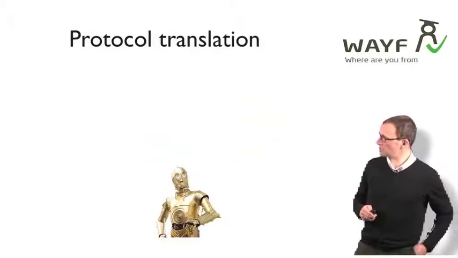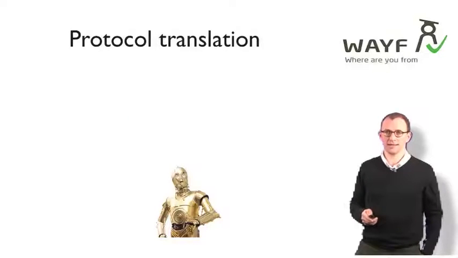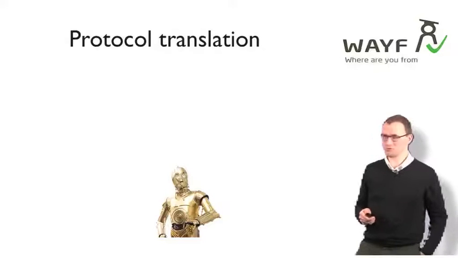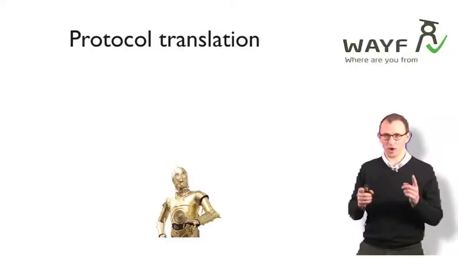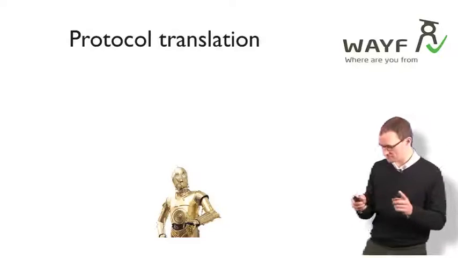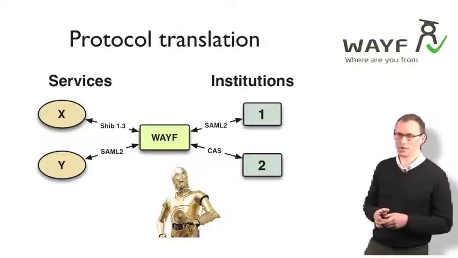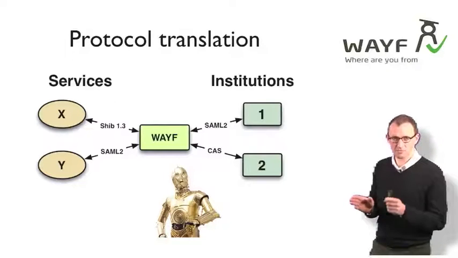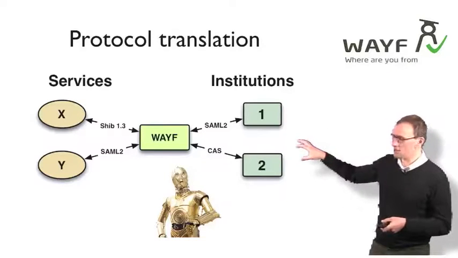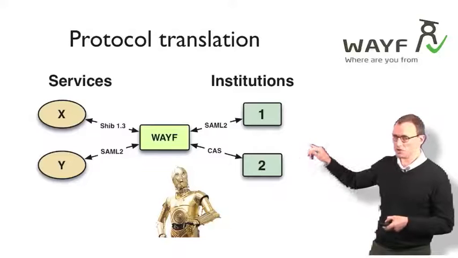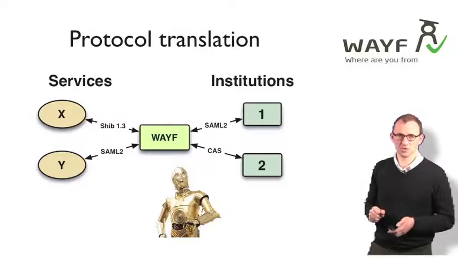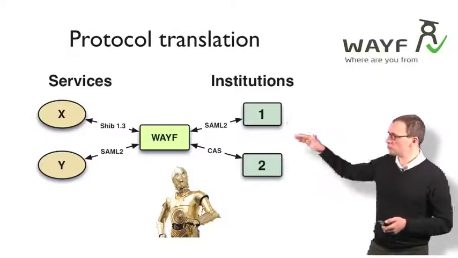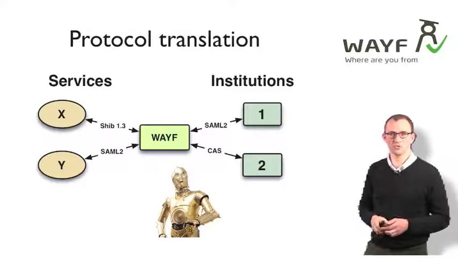You know, C-3PO from Star Wars, he was able to directly translate 1 million languages. That's a fantastic number. And we can actually do the same, not with 1 million languages, but we can do real-time protocol translation at the hub in the middle here. So services and institutions don't have to care about which protocols are actually being used elsewhere in the federation.